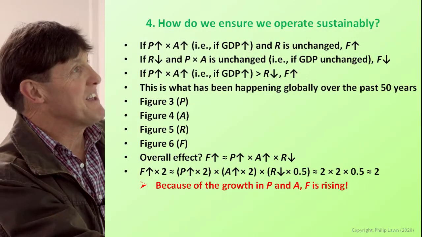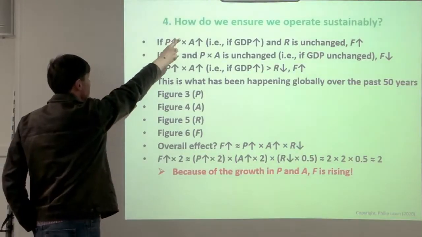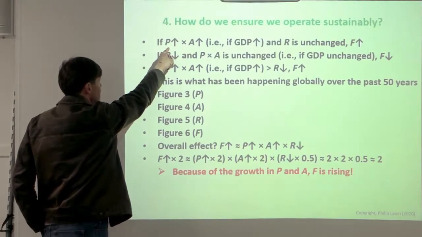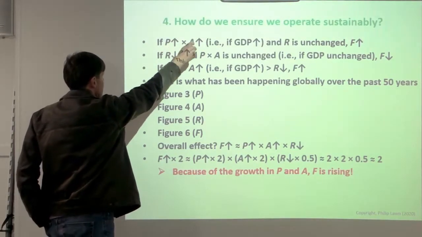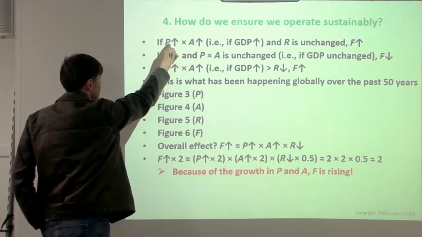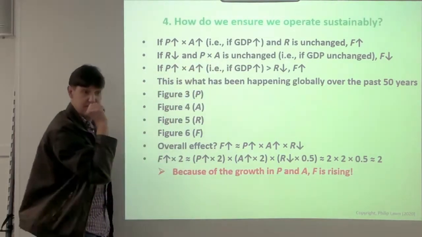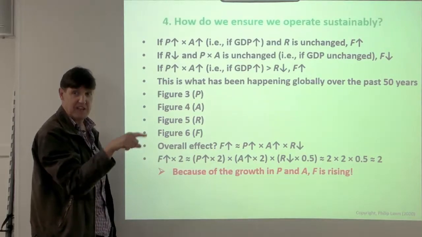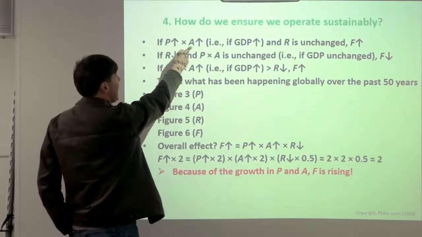I sort of already explained it. So if P goes up and A goes up, I just want to point out that P, which remember was population, and A was GDP divided by population. So P times A is really just GDP. Population times GDP divided by population, you cancel. So P and A is really GDP.